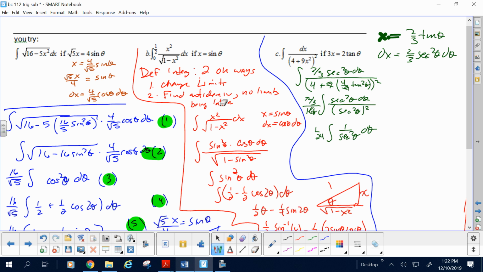When you get 1 over secant squared, I had 2 people in the last class say, oh, so that's just 1 over tangent. Can you integrate like that? Yeah, that's enough. That's nice.